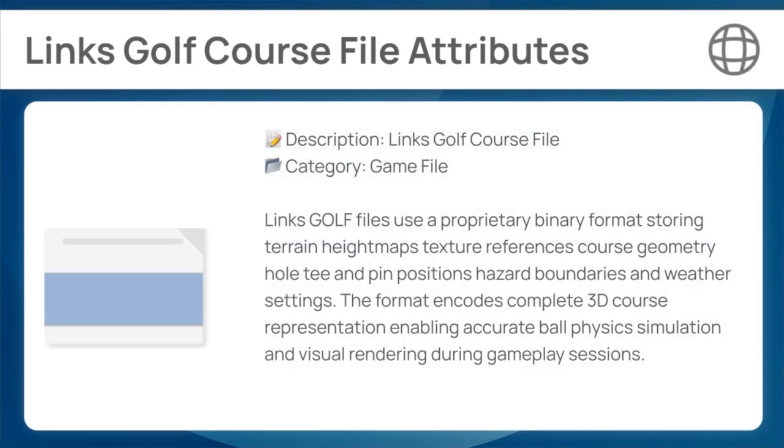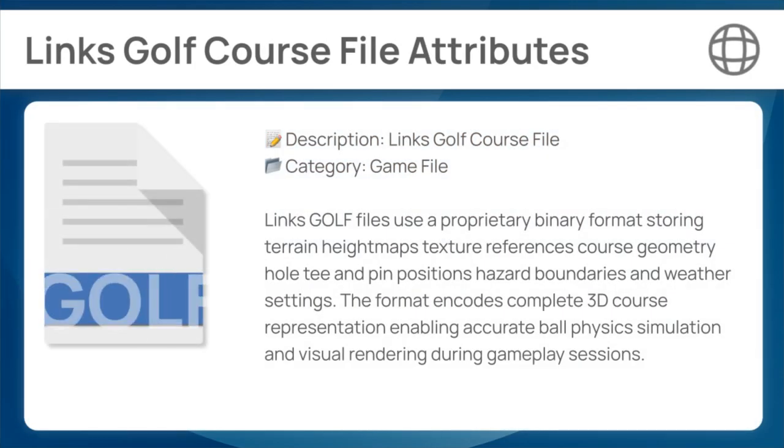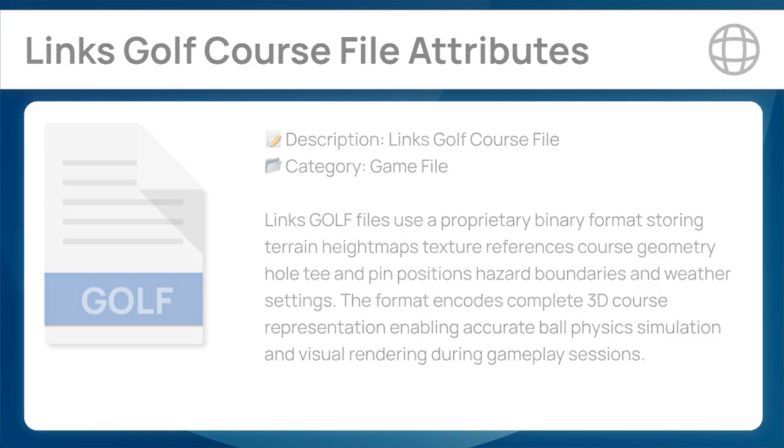Link's GOLF files use a proprietary binary format, storing terrain height maps, texture references, course geometry, hole, tee and pin positions, hazard boundaries, and weather settings. The format encodes complete 3D course representation, enabling accurate ball physics simulation and visual rendering during gameplay sessions.